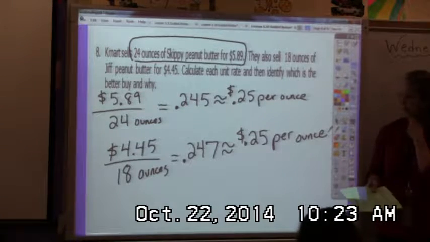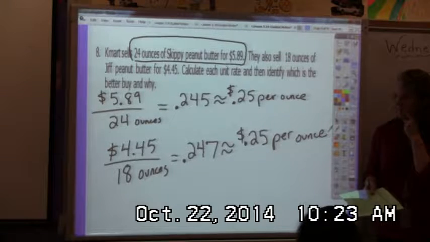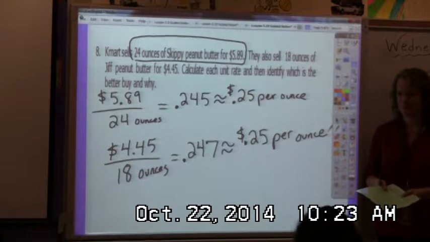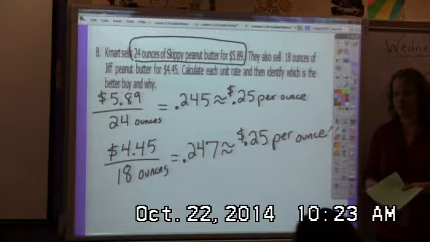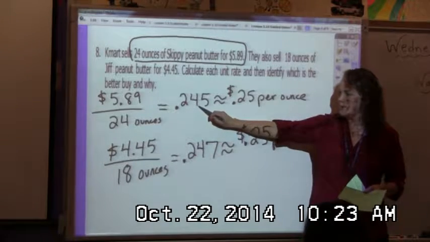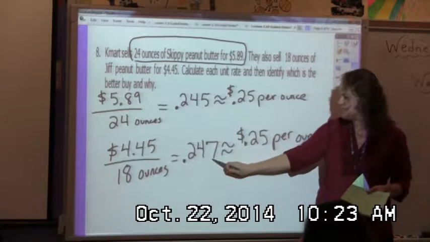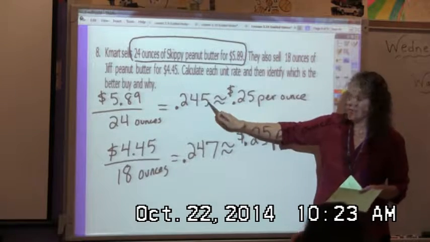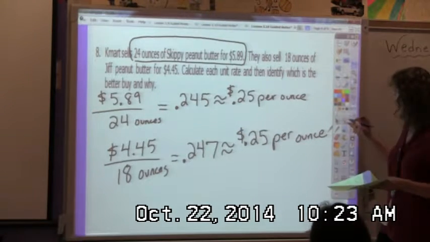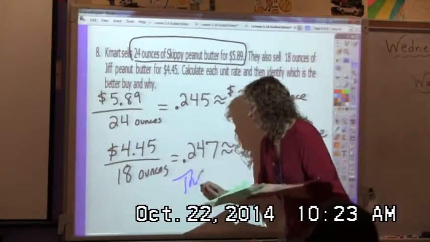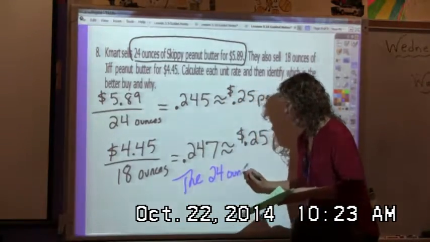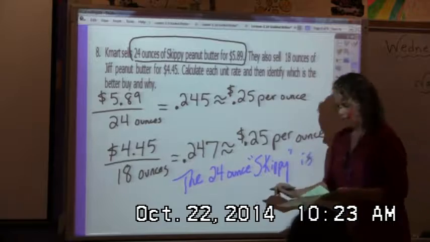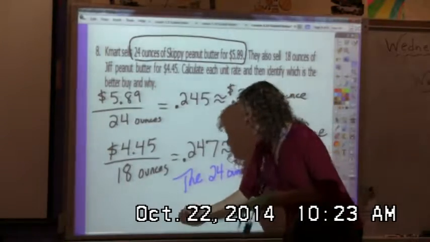Hannah, what do you see? The one is 0.247 and the other one is 0.245, so the Skippy peanut butter would be cheaper because it's 2 less. Exactly. This Skippy peanut butter is 24.5 cents per ounce, and this Jif peanut butter is 24.7 cents per ounce. And so this one is a tiny, tiny bit cheaper, and so we can point out that the 24 ounce Skippy is a tiny bit cheaper, so it's the better buy.